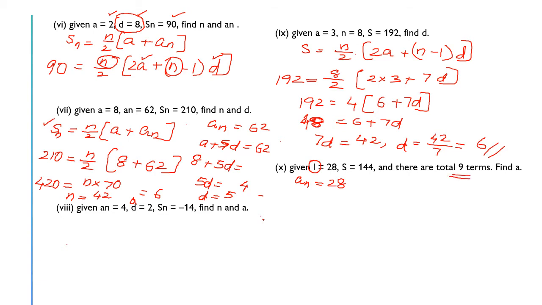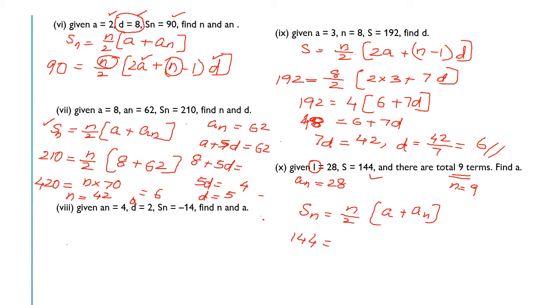So what is given? There are total 9 terms, N is equal to 9. Now how will you find? We know Sn equals n by 2 into first term plus last term. Now S is given as 144. So we have the value 144 here.